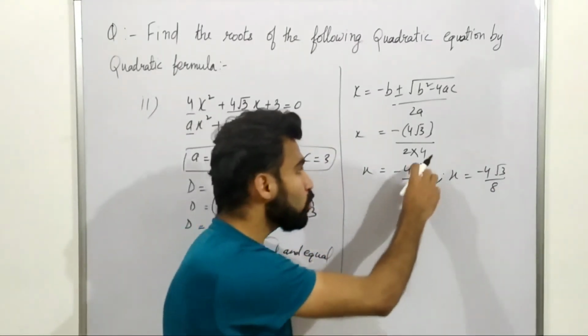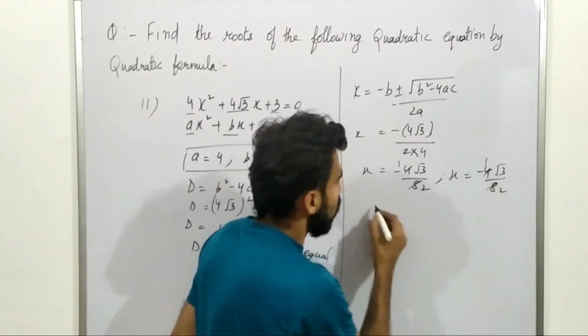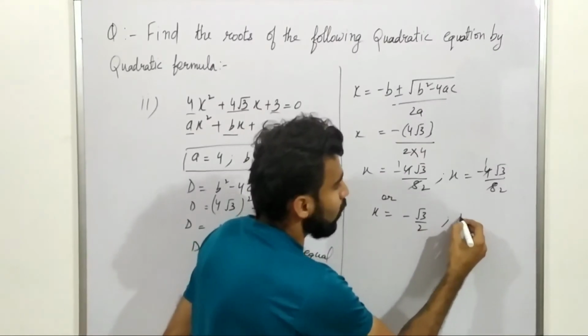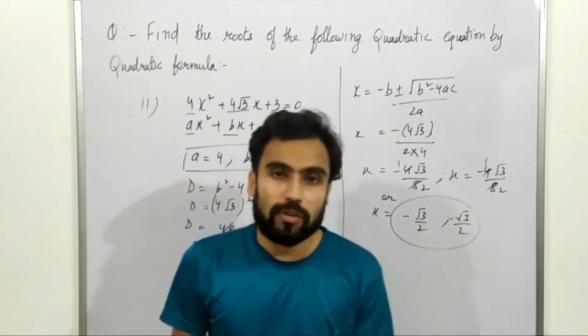You can also reduce these values. So that will be 4 to 8 here. So the roots can also be written as minus root 3 by 2 and minus root 3 by 2. So these are the two roots that we were looking for.